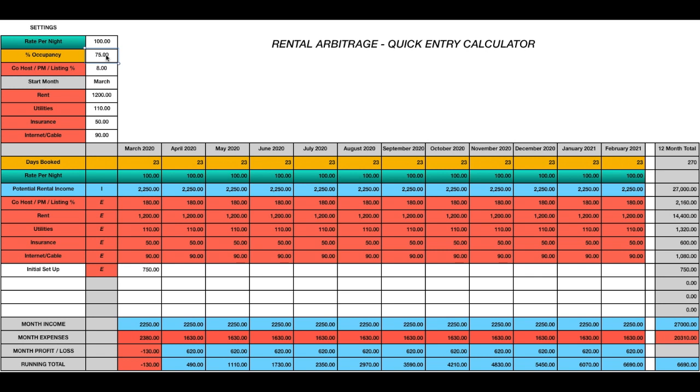Now let's change some of these figures a little bit. What if I have a bad year and I only get 50% occupancy? What's going to happen? Well, let's just change that. I'm in the settings section at the top again.